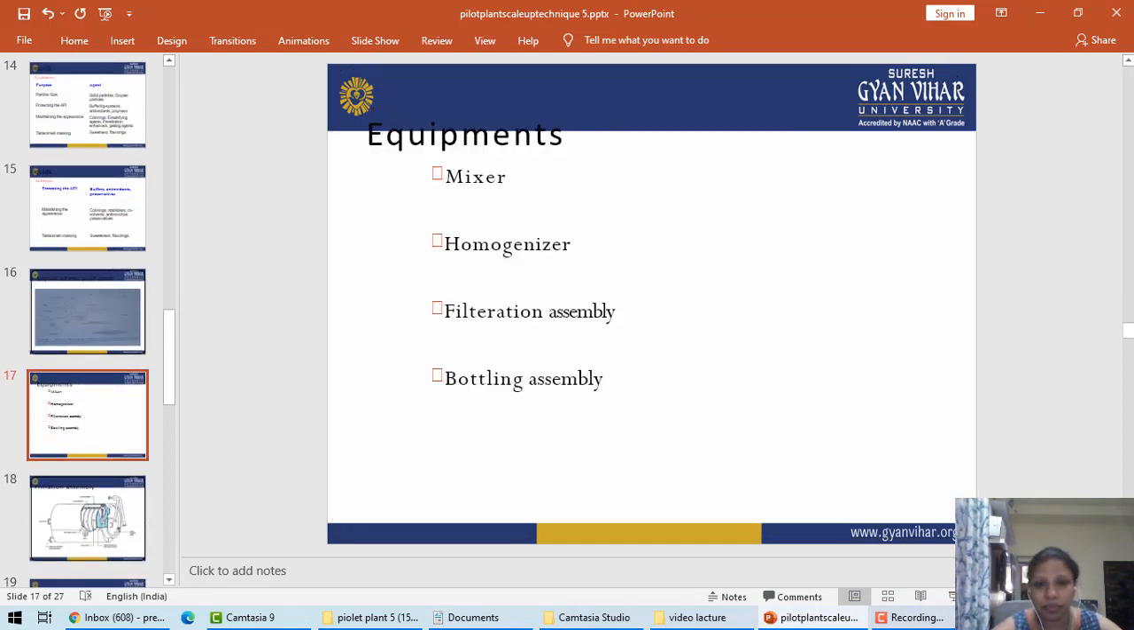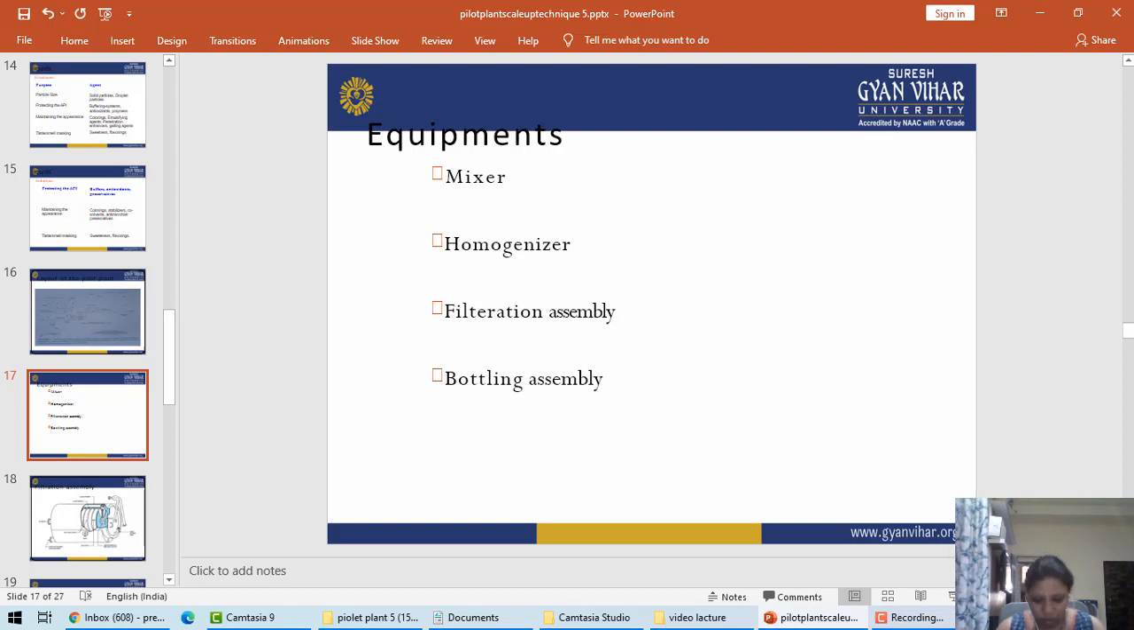Now next is the equipments. So different types of equipments are there. First one is mixer, second one is homogenizer, then filtration assembly, and then the bottling assembly. So all these equipments are there. If we talk about the mixer, the mixer is used to mix all the ingredients.